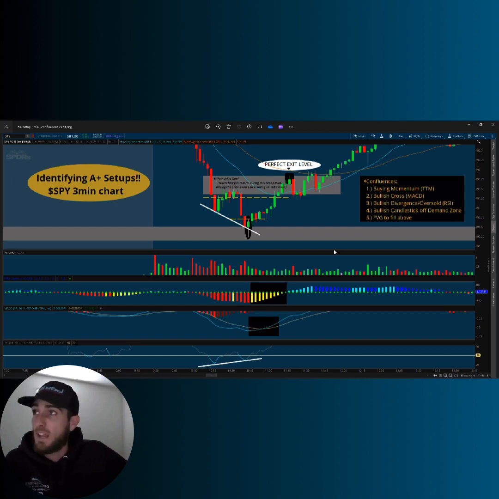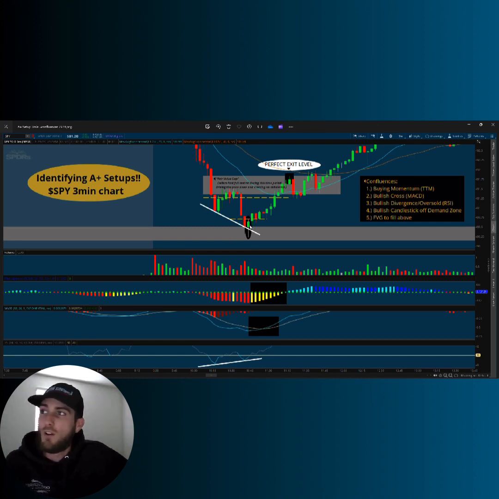So here we had buying momentum on the TTM squeeze re-entering, bullish MACD cross again. We had bullish divergence, and it was considered oversold here on the RSI. We were bouncing out of a demand zone with a bullish candlestick pattern. And then lastly, this fair value gap to be filled above. So all five of those things are pointing in the same direction, giving us indication that this stock is oversold. It could potentially reverse here to the upside.